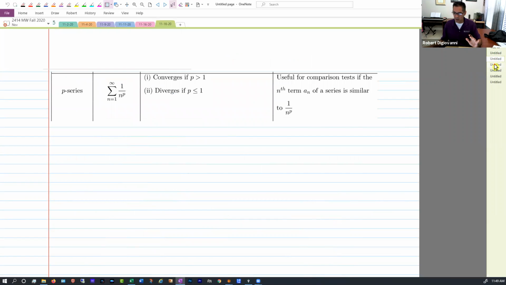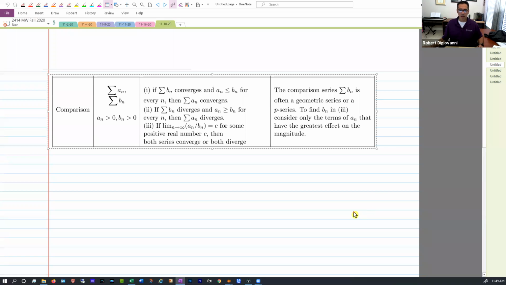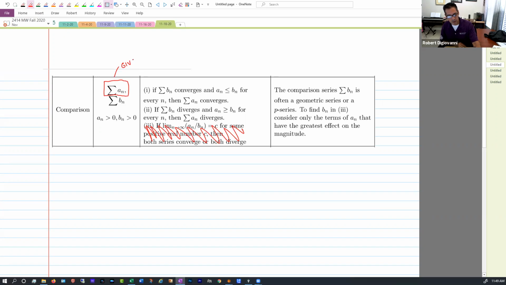Okay, there's your P series. Here it is. So here's the test. This is on your formula sheets. We are going to be focusing all of our attention on just the first two parts of this. So there's a couple of things that we have to be clear on. You're going to be dealing with a series that is given to you. This is the thing that you're going to compare it to. And you must determine this.